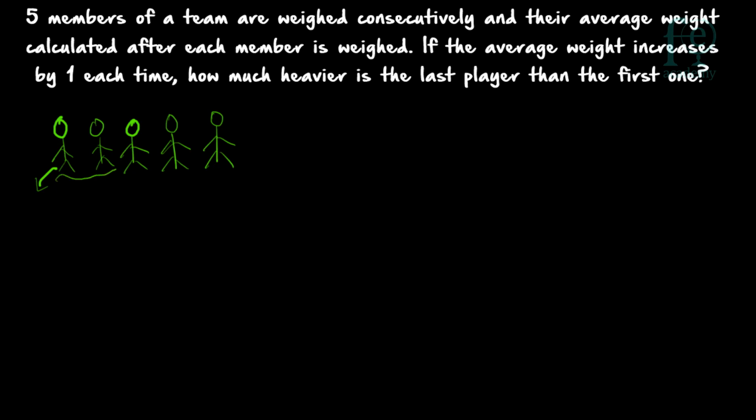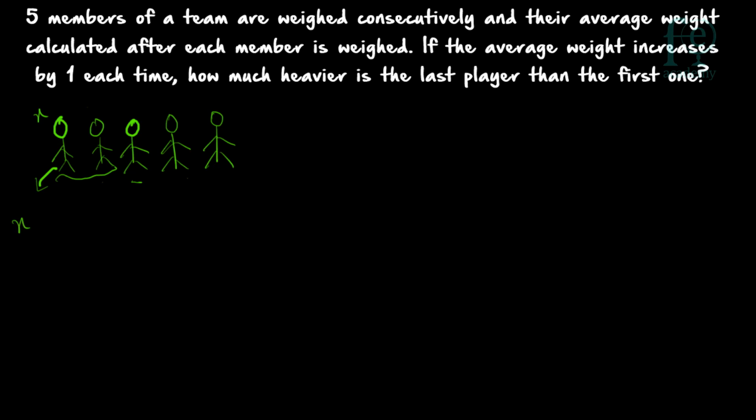So the weight of the first 2 members will be found. Then the weight of the first 3 members will be found. Then the weight of the 4 members, and then the weight of all the 5 members will be found. An average will be taken each time. So let the weight of the first member be X. So first the average will be X.